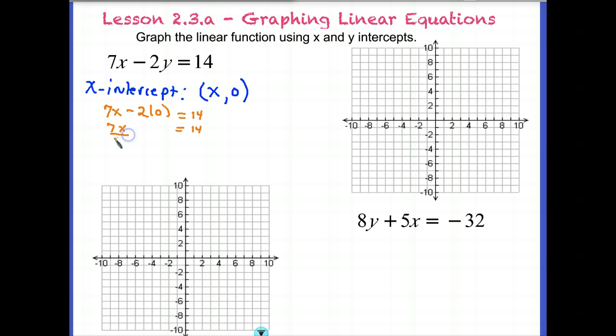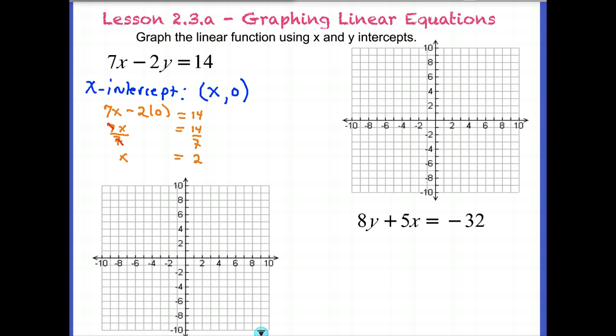If I divide by 7 to solve for x, 7 divided by 7 is 1, or 1x, and I'll be left with x is equal to 2.